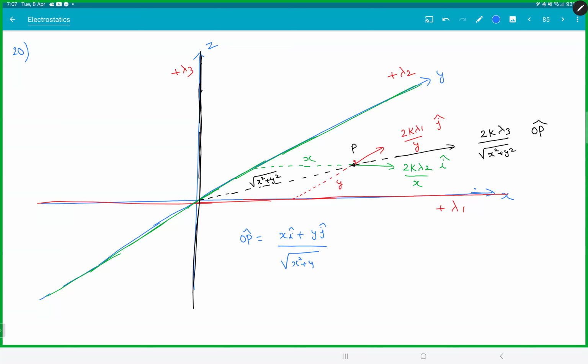Therefore, the field at point P will be 2kλ2 by x i cap plus 2kλ1 by y j cap plus 2kλ3 by root over x square plus y square OP cap. It's mostly figuring out the distances in the vector form. Check it out. If I had given you some numbers, it would have been easier to get it, but yeah. Check out the steps.